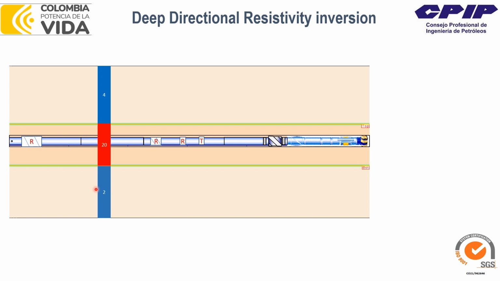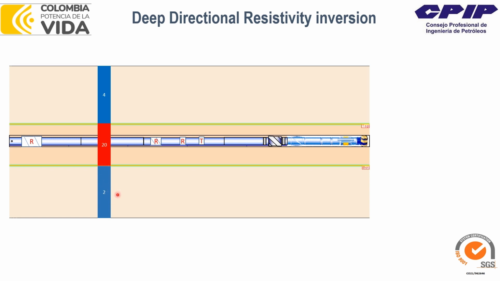So the tool is working only in a formation with a high resistivity contrast. Like here, we have a contrast between 4 ohm-meters and 20 ohm-meters. So this boundary is easy to pick by the tool. But if we have like 20 and 21 here, that will be kind of challenging.